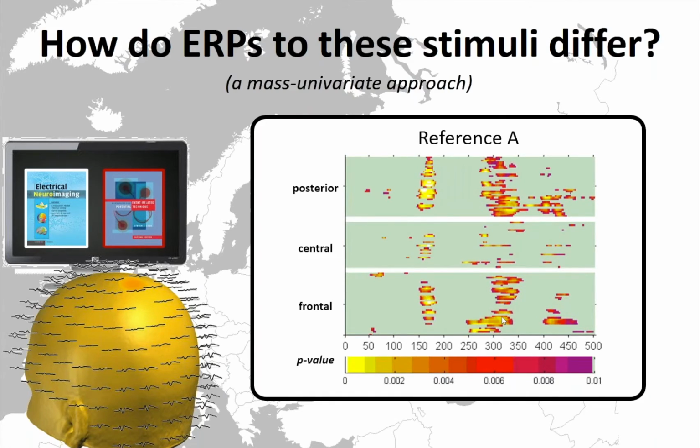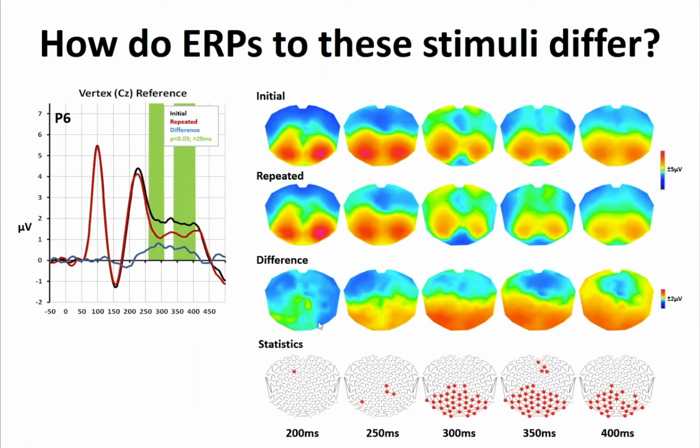We can look at this more quantitatively in another example. Here is a paradigm where we had initial and repeated presentations of the same stimuli, looking for repetition suppression. So you're seeing the initial presentation in black, the repeated presentation in red, the difference between them in blue, and in green zones in time when there was a robust effect, that is p less than 0.05 for at least 20 consecutive milliseconds. On the right side, you're seeing the scalp topography of these voltage potentials.